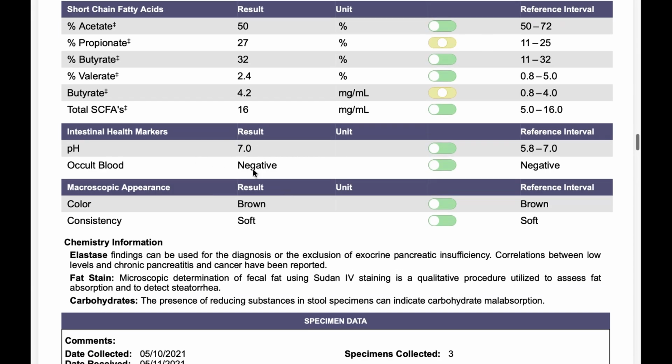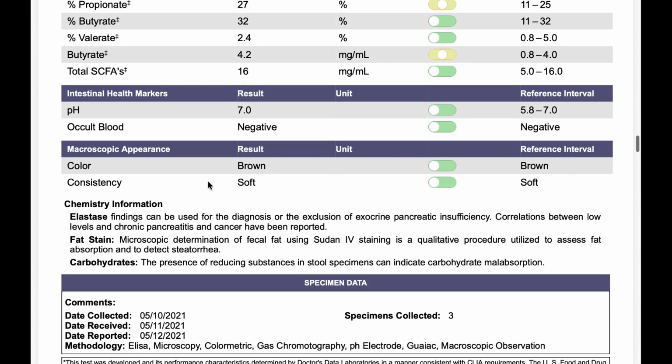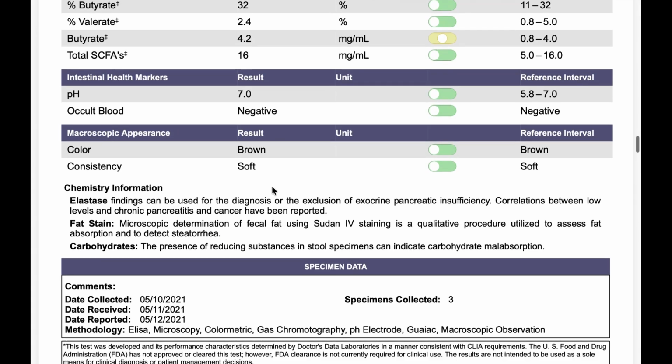Then we can look at making sure that the pH is right. So that gives me an idea of whether the bacteria are driving a lot of acidy diarrhea.